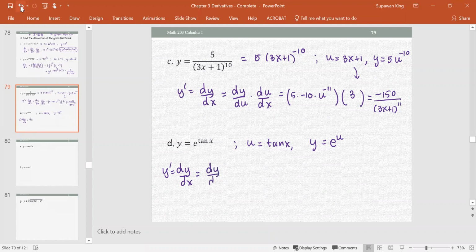Or dy by du multiplied by du by dx. The y is e to the e to the u. The derivative is e to the u, multiplied by the derivative of u with respect to x. The derivative of tangent x is secant squared x. Next step, replace the u with tangent x. We get e to the power tangent x multiplied by secant squared x.